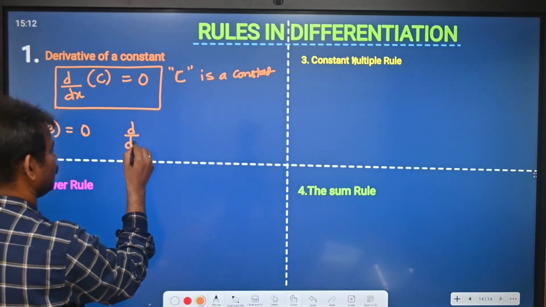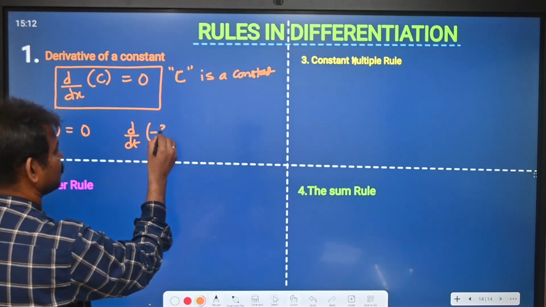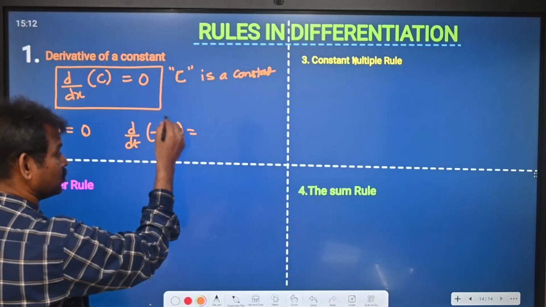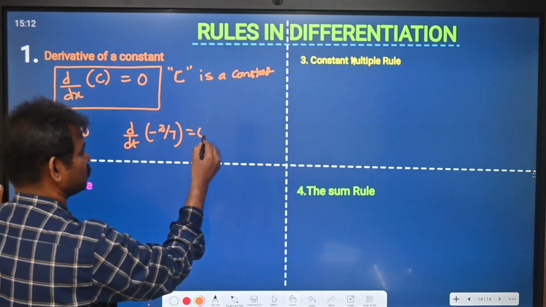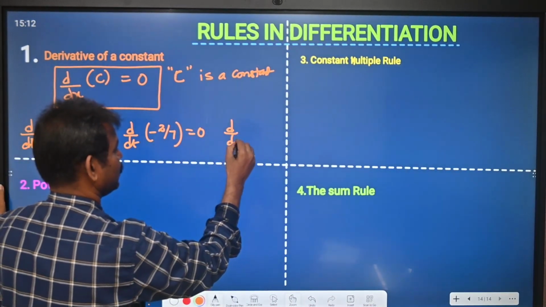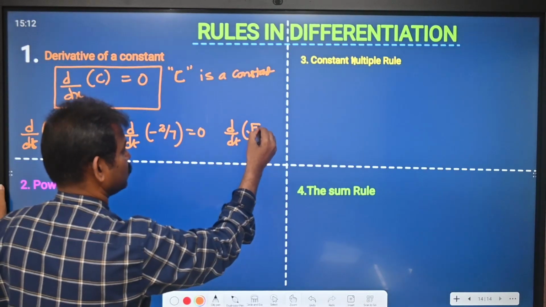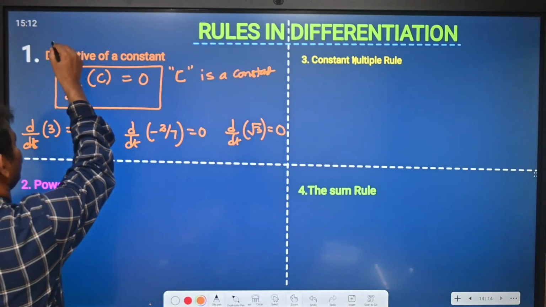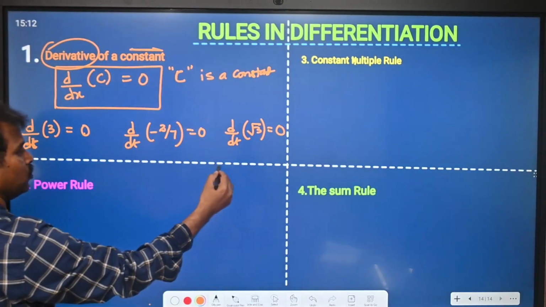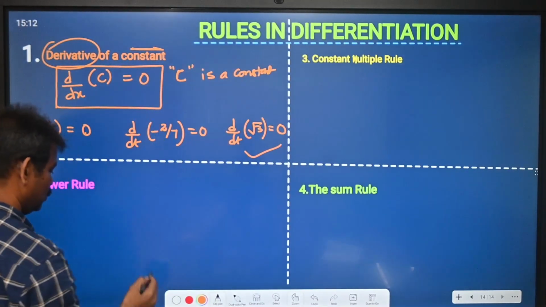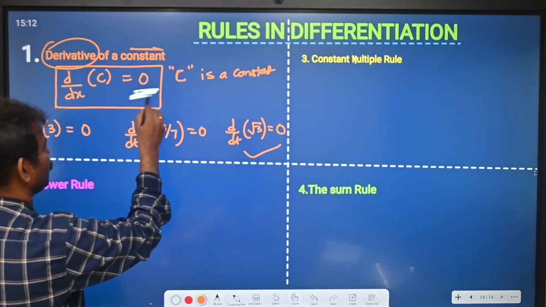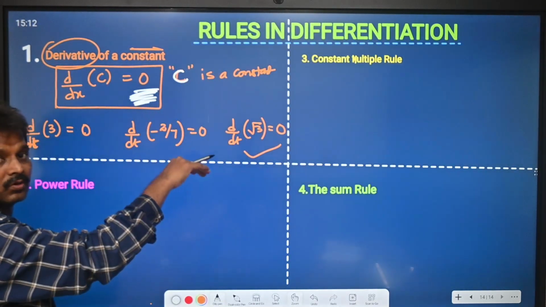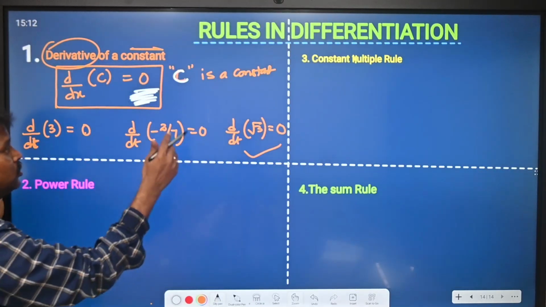Similarly, d by dt of minus 2 by 7. This is also a constant, so this is also 0. And d by dt of, suppose, root 3 is also 0. So differentiation of any constant value always gives 0. This is the most important point that you have to remember. So if c is a constant, the derivative of a constant with respect to any variable is 0.